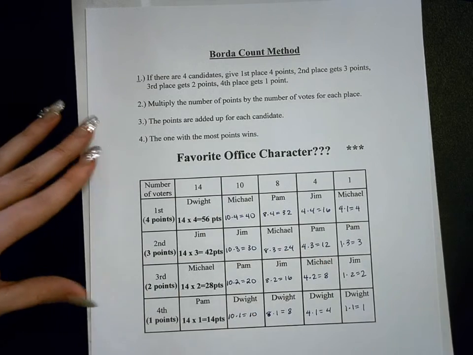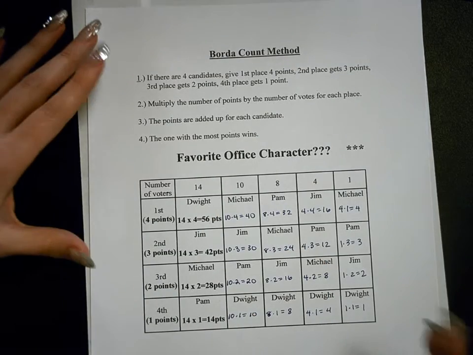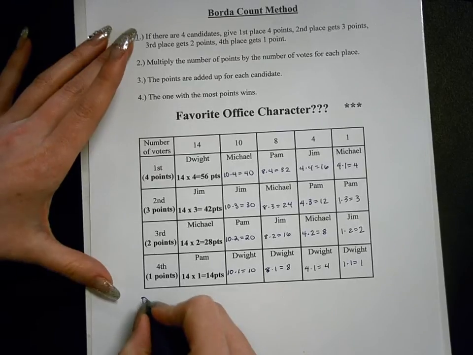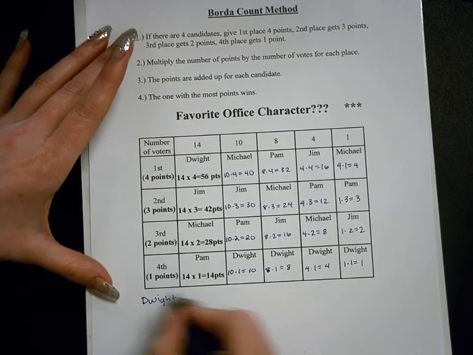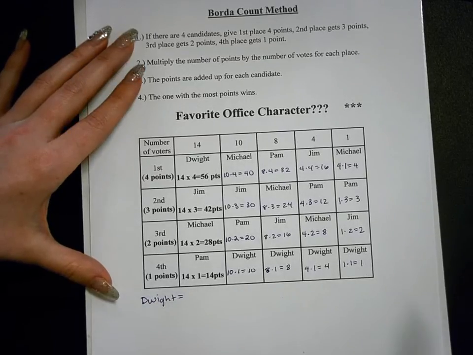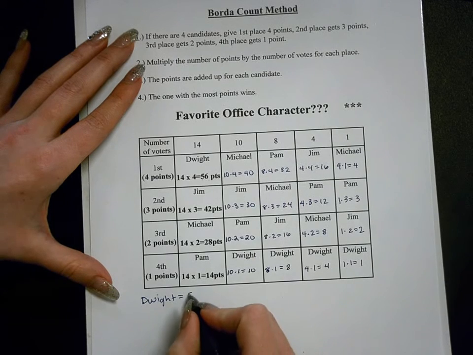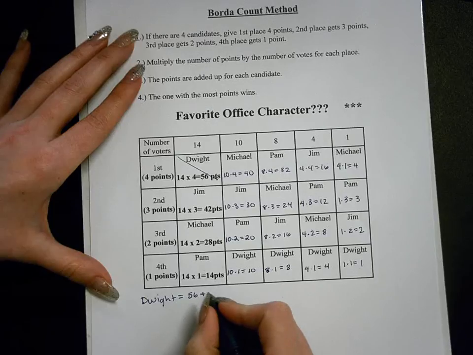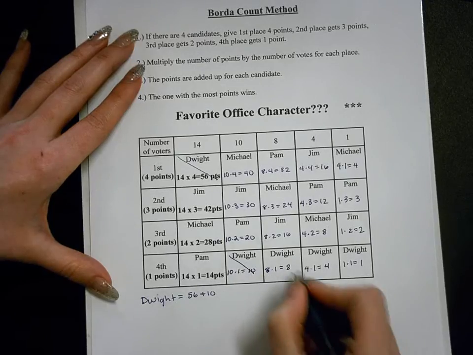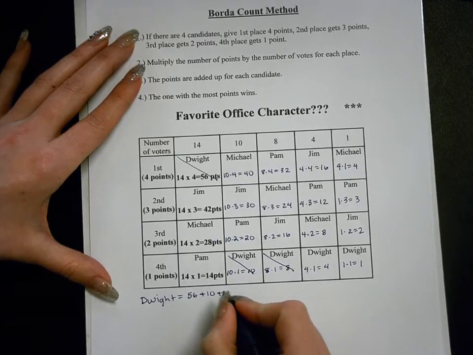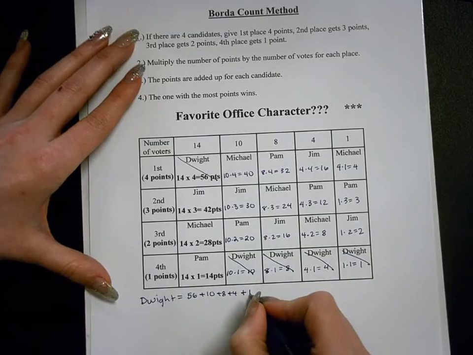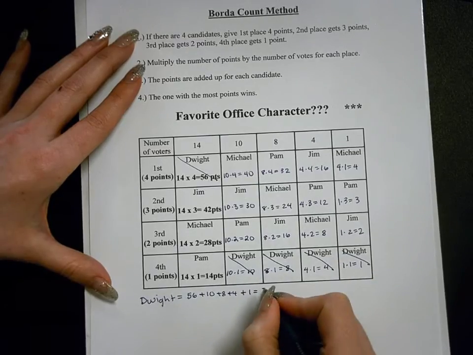The points are added up for each candidate. So we're going to go ahead and do that for Dwight. I'm going to move this down. So Dwight, I'm just going to add up all of the points. So Dwight has 56 points here. I like to sometimes just cross it out just to make sure that I don't leave anything out. Dwight has 10 there. He has 8 here, 4 here, and 1 point here. And when we add all those up, that is a total of 79 points.